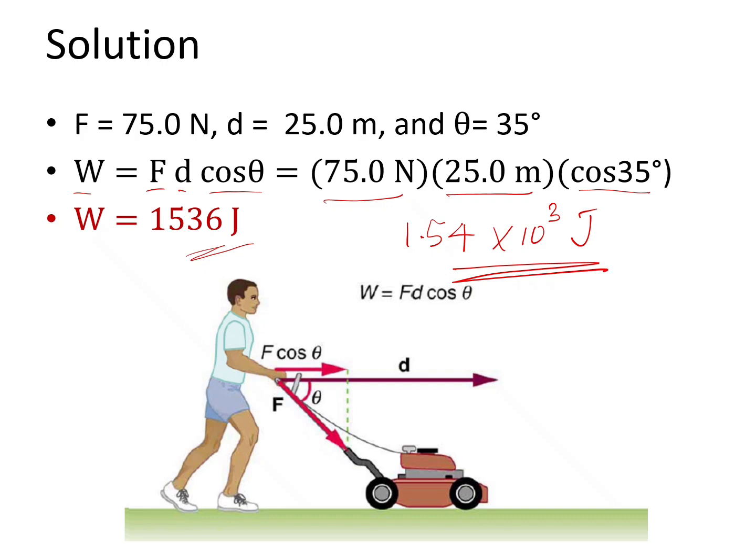The main takeaway is this: for work done by a constant force, always identify the force, the displacement, and the angle between them. Then use W equals Fd cosine theta. The cosine factor automatically selects the part of the force that is parallel to the motion.